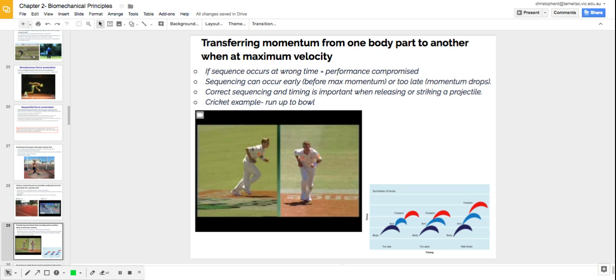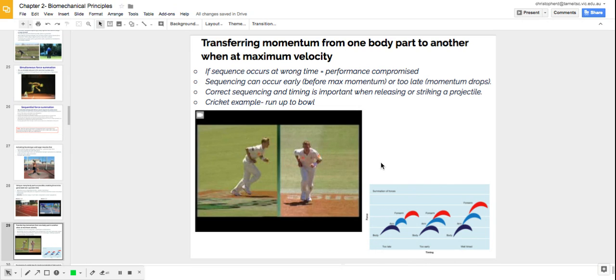If it's too late, your momentum might drop. This can be the same if we're releasing or striking a projectile. The example I have used here is in a bowling run-up. So you want to make sure when you are running in that you are releasing it at the correct time. If you let something go too early, you might not be able to generate as much force, or if it's too late, your momentum might have dropped. So that is making sure that we have a sequence.